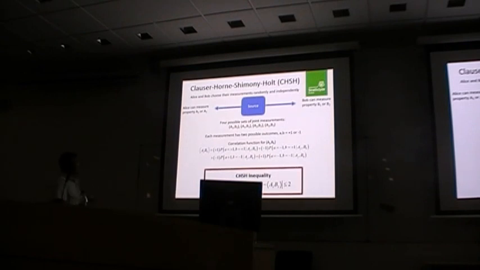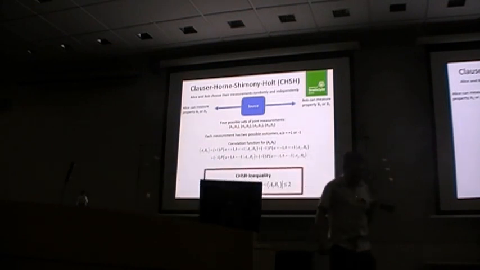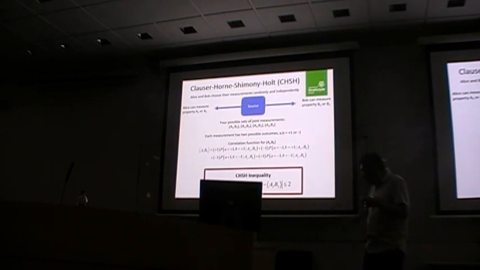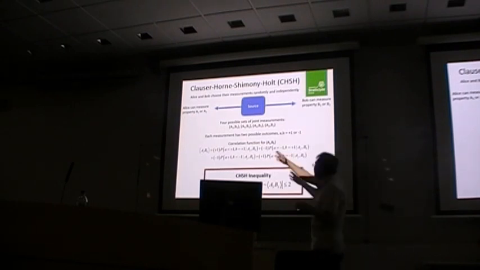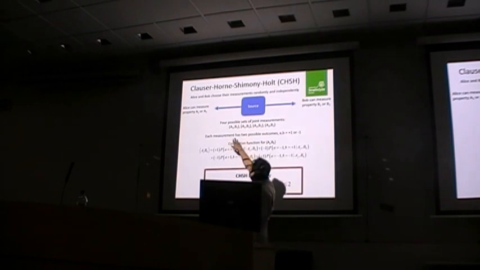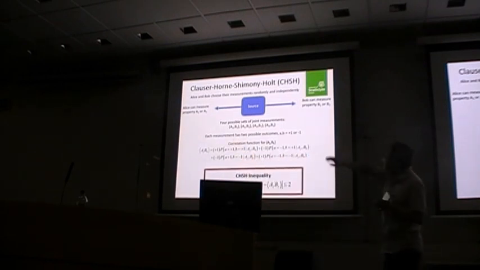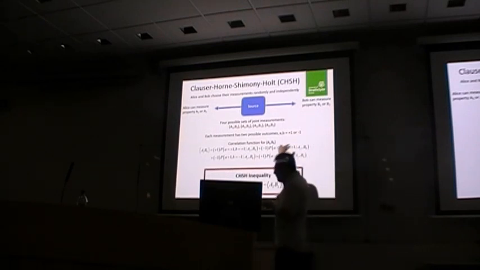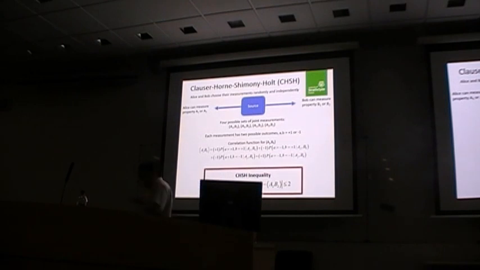Now, if we consider the set of joint measurements, so if we consider Alice and Bob being able to freely choose which measurements to do randomly, independently of each other, then we've got four sets. So Alice can measure property one, Bob can measure property one as well, etc. So there are four different joint measurement settings.